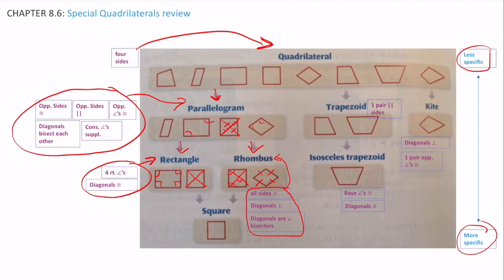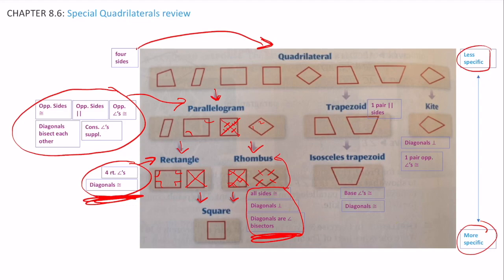Now the square, notice we didn't write anything additional for a square, because a square is simply the combination of the rectangle characteristics and the rhombus characteristics. So it just has all of them. So a square, by definition, is just a rectangle and a rhombus, but that's as specific as you can get. Quadrilateral is as less specific as you can get.